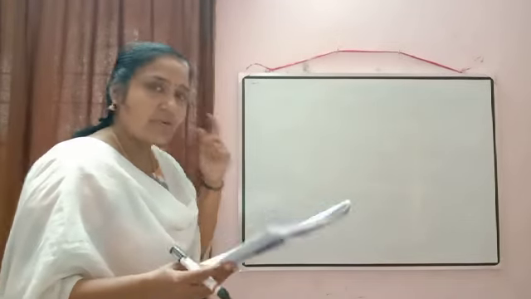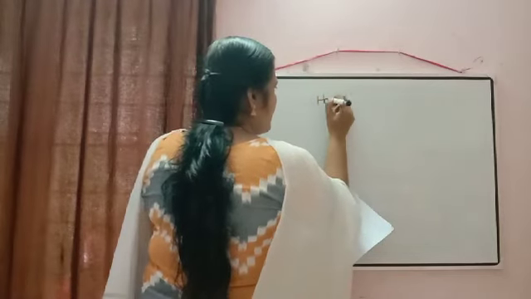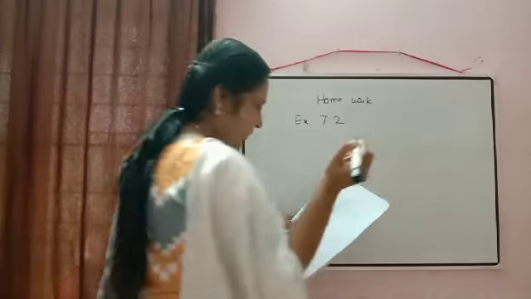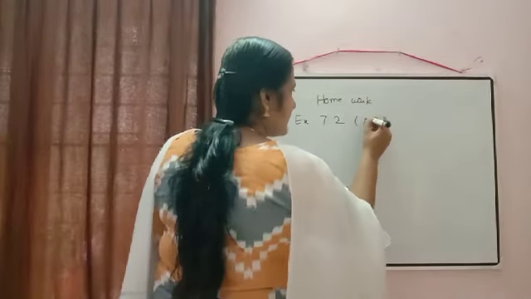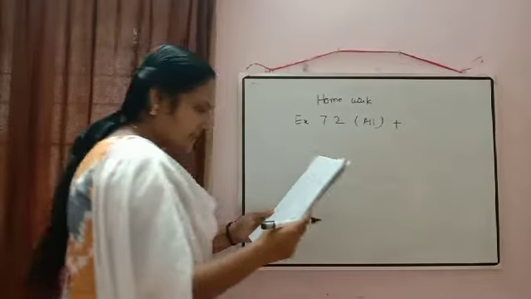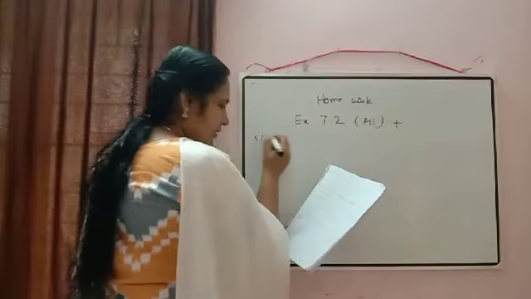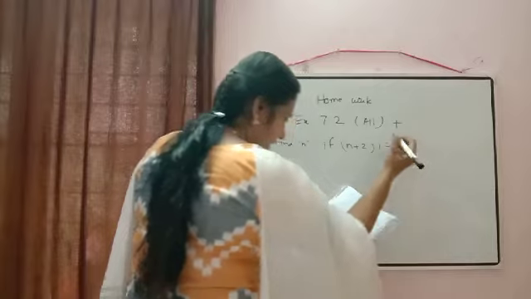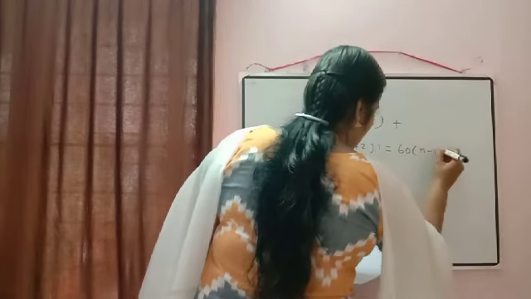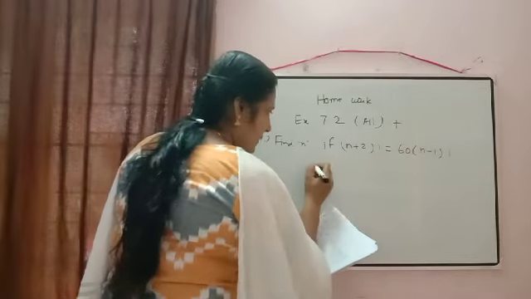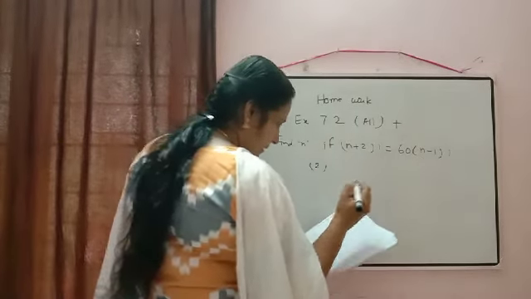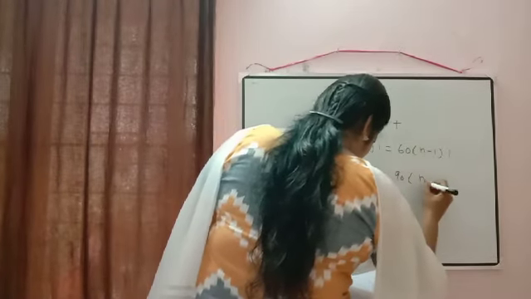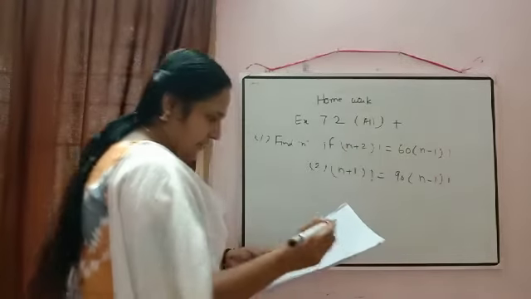Now all of you just note down your homework. Your homework is exercise 7.2. Exercise 7.2, all questions you have to do, plus some questions I am giving you. Just write down. The first question is find n if n plus 2 factorial is equal to 60 into n minus 1 factorial. Second one, in this only, n plus 1 factorial is equal to 90 into n minus 1 factorial.